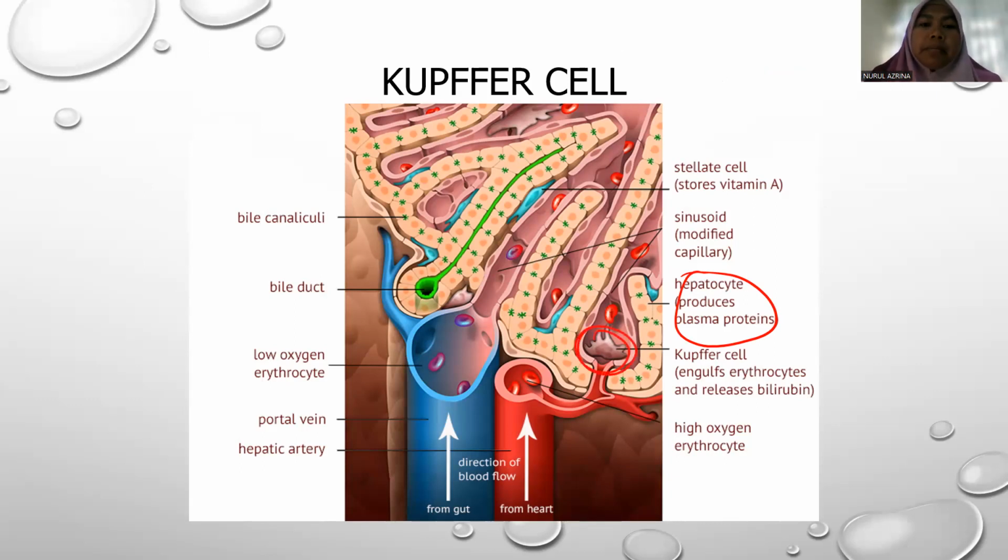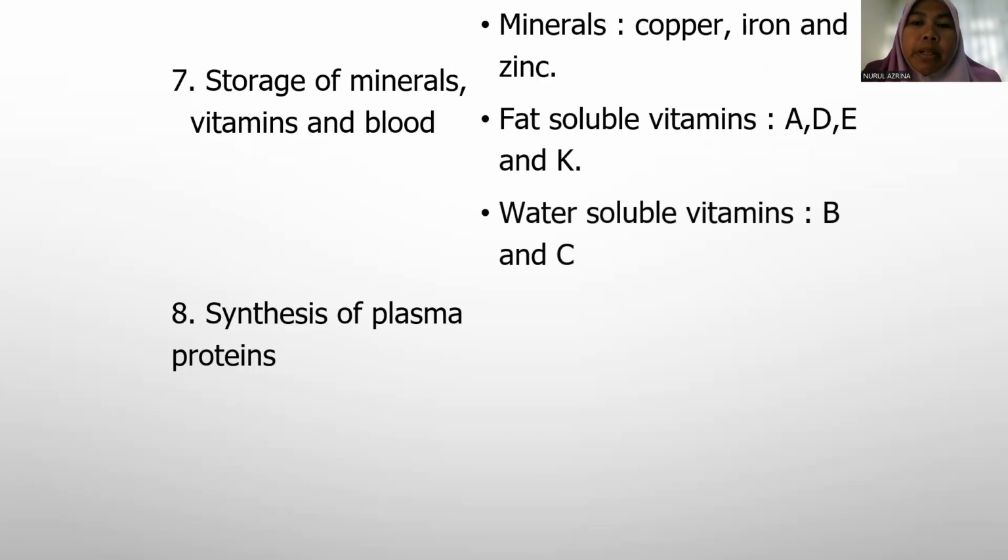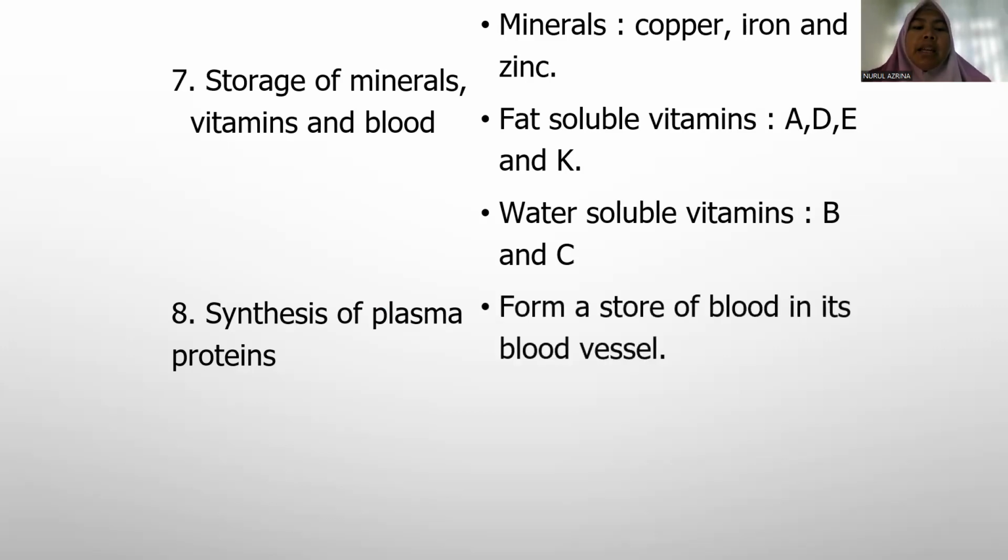Number seven, the liver helps in the storage of minerals, vitamins, and also blood. Minerals like copper, iron, and zinc. That's why our liver is somewhat red, because of the presence of iron and also heme. Next, it also stores vitamins like fat-soluble vitamins A, D, E, K, and water-soluble vitamins B and C. And it also helps in synthesizing plasma protein.